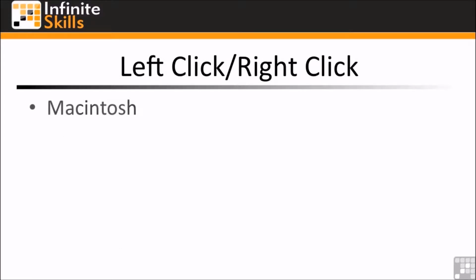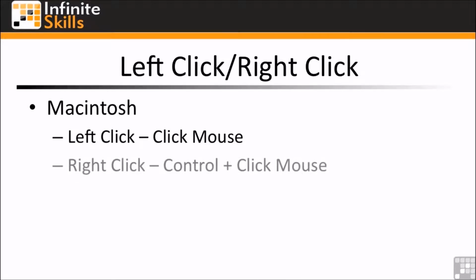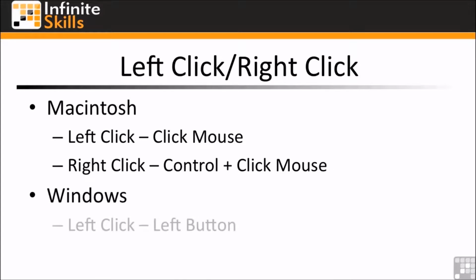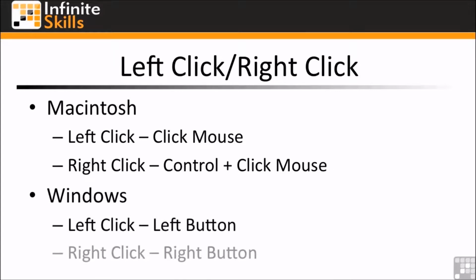Now left click, right click. If you're on a Macintosh and you have a single click mouse, then they still do make those, but most of the time, most of us have a two-click mouse now. But the left click is just click your mouse. The right click is Control. Understand, Macintosh keyboards do have a Control key, C-O-N-T-R-O-L, not C-T-R-L. And you would use that with a mouse click to get a right click. On Windows, left click is the left button, right click is the right button. But if you're like me and you have a two-click Macintosh mouse, well, it works the same anyway.